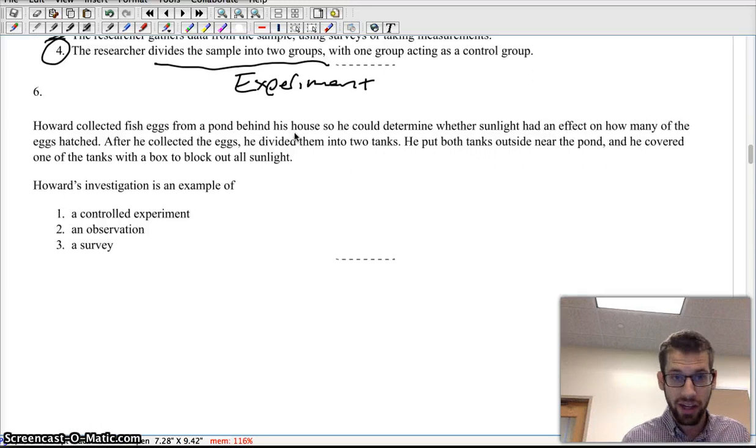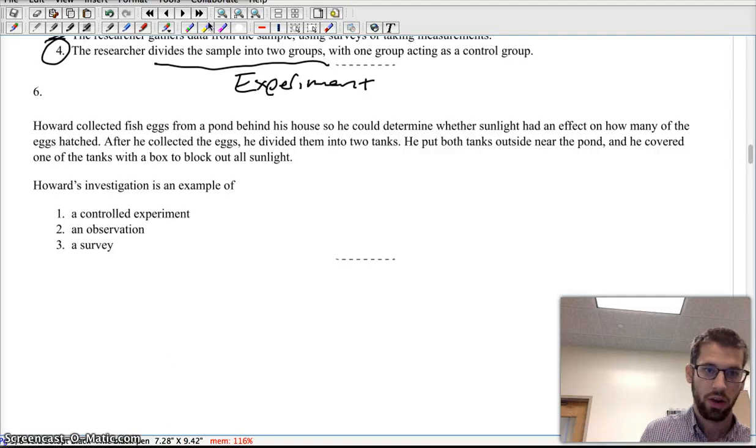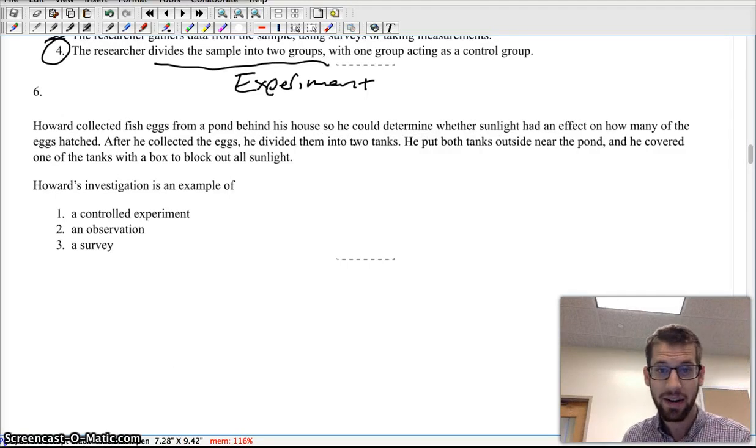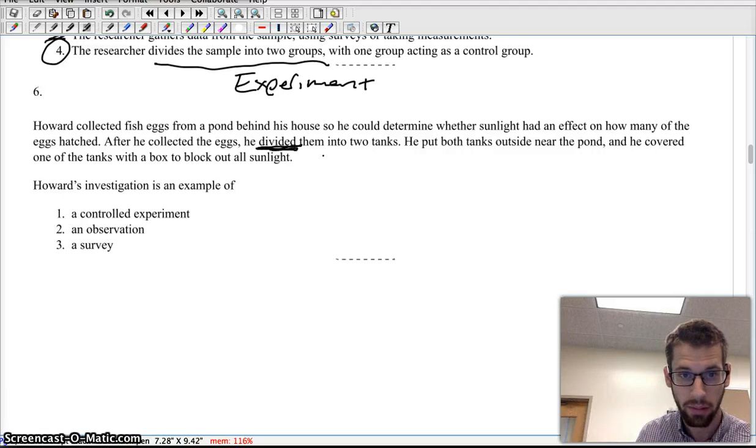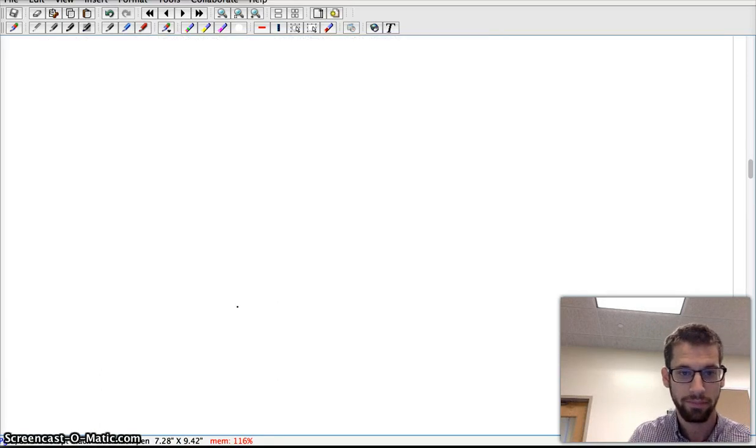Number 6, another survey, observation, experiment question. Howard collected some fish eggs from a pond behind his house so he could determine whether sunlight had an effect on how many of the eggs hatched. After he collected the eggs, he divided them into 2 tanks. So he's got 2 different tanks, tank 1 and tank 2. He's dividing, so I'm immediately thinking this is probably an experiment because I've got 2 groups. He put both tanks outside near the pond and he covered one of the tanks with a box. So yeah, he's split it into 2 groups. He's covered one of the tanks, so I know that this is going to be a controlled experiment.